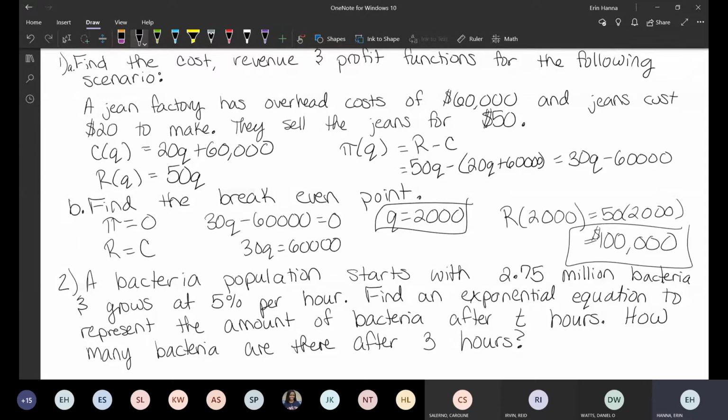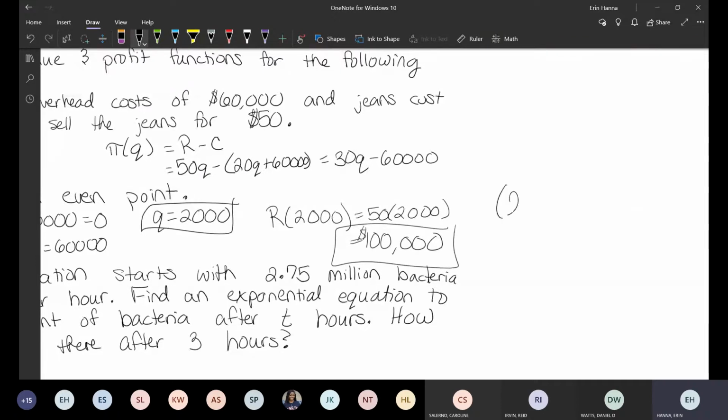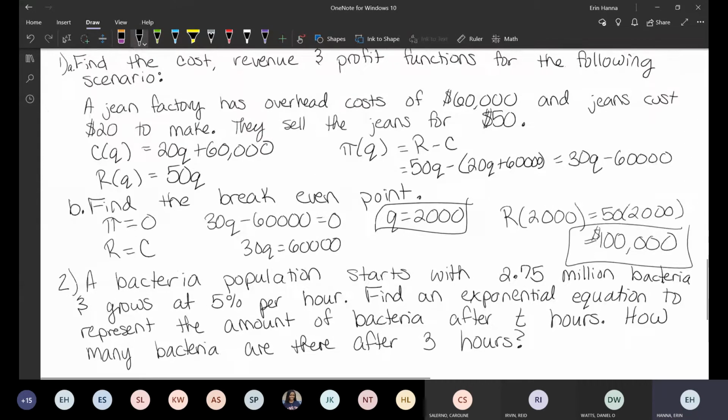Questions, concerns on that part? Yeah. No, you could totally go, so my break-even point is 2,000 and 100,000. That's fine. If you're used to doing it that way, go right ahead. Whatever floats your boat.